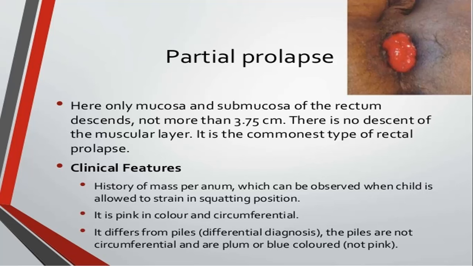It would be pink in color because mucosa and submucosa is pinkish, and it is the whole circumference, as opposed to hemorrhoid. Hemorrhoid is radially projecting from the anal area, and the mucosa comes directly in a pinkish color. So you can differentiate it from piles. The piles are not circumferential, and they are not pinkish. They are pale or blue colored.